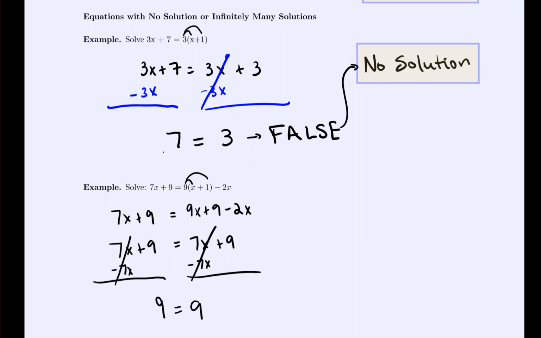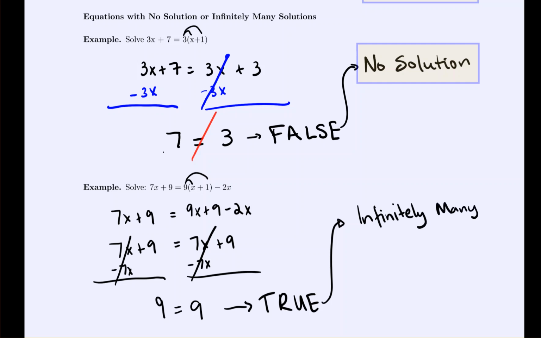Now, unlike before, this is a true statement. 9 is equal to 9. 7 was not equal to 3, but 9 is equal to 9. So the conclusion, when you get a true statement, that means there's infinitely many solutions. And that would be your conclusion.